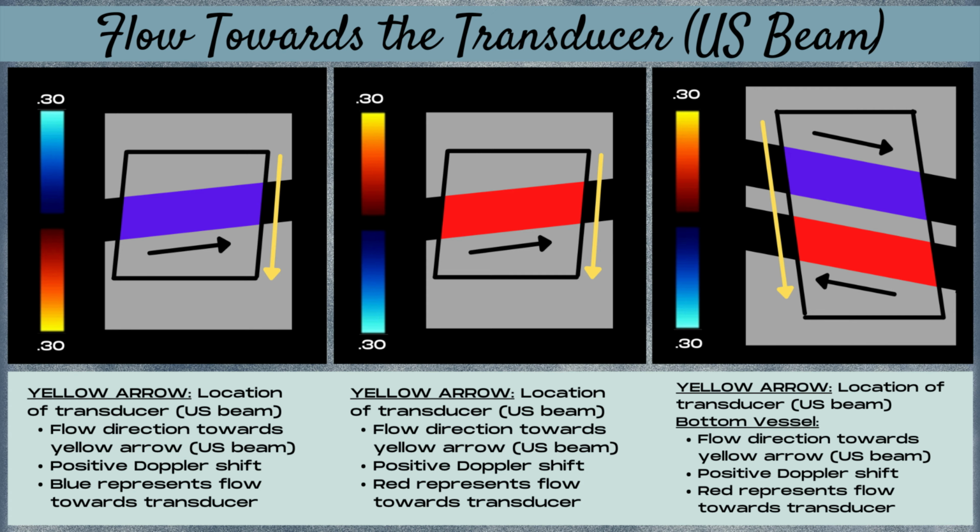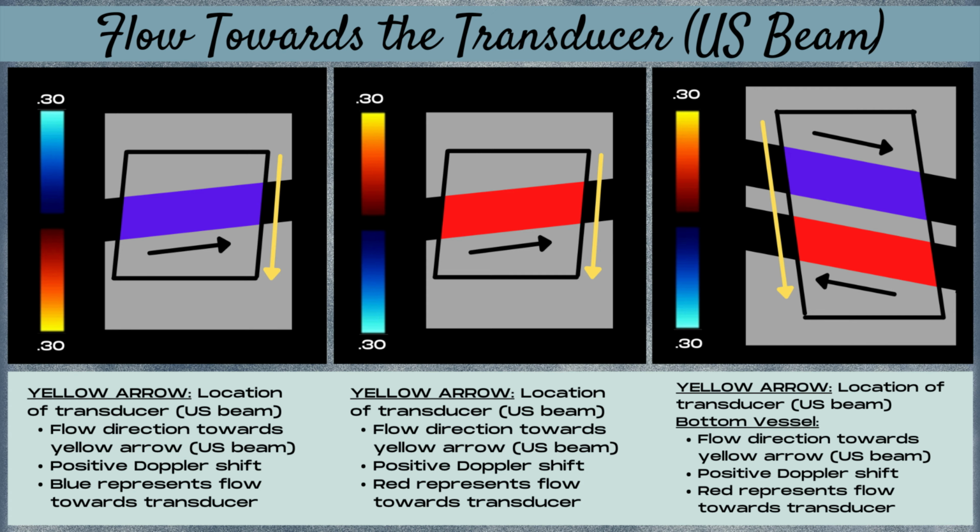In the image to the far right, red is the color at the top of the color Doppler map. So red is going to represent flow moving towards the transducer. And blue is the color at the bottom of the color Doppler map. So blue in this instance is going to represent flow moving away from the transducer. The yellow arrow in this diagram on the far right represents the location of the transducer or ultrasound beam.